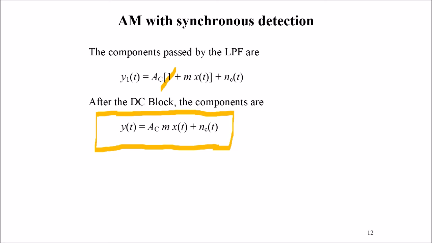We have a scaled version of the message signal that is scaled by AC times M. AC is the amplitude of the carrier. M is the index of modulation that goes between 0 and 1. And the value of M equals 0 means there was no modulation at all. So that takes out the message signal completely. And at most, the value of M will be equal to 1.